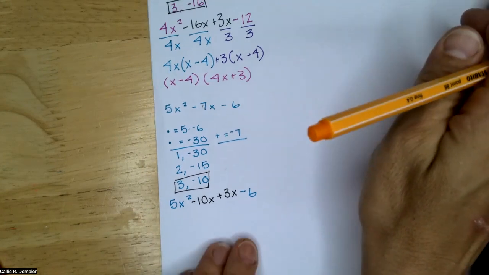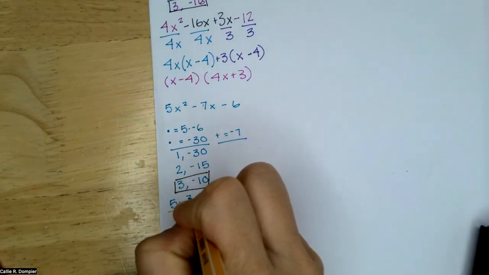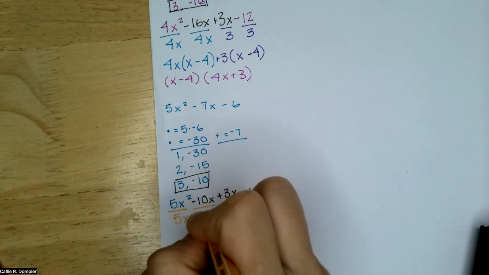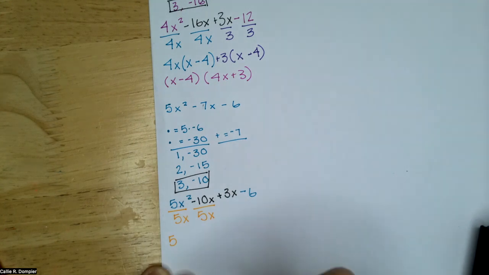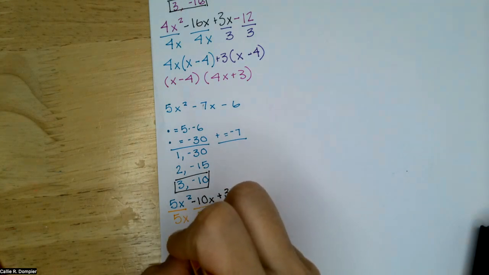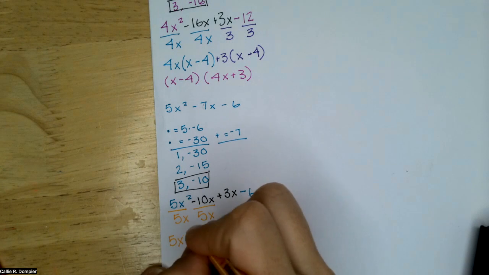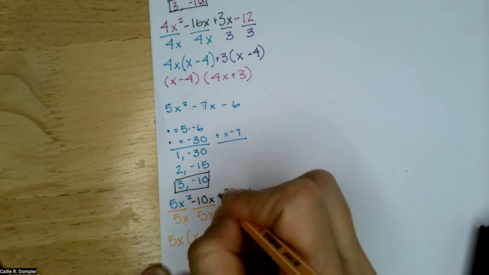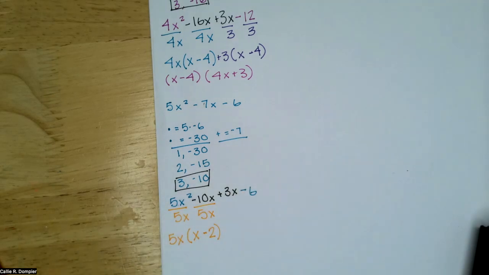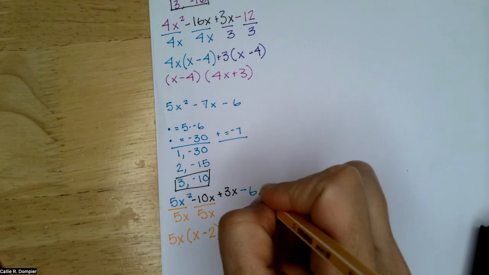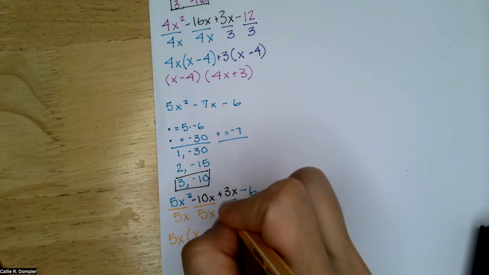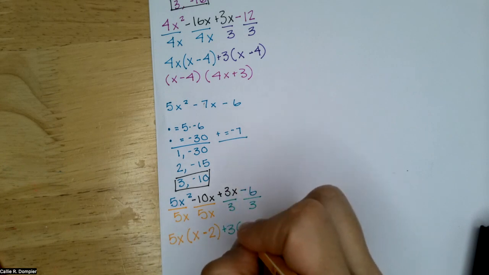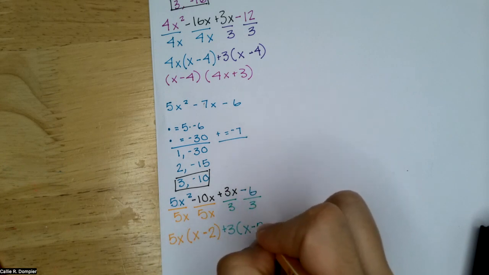So we've made it into groups. Now we're going to factor out a number. From 5x squared and negative 10x, you can factor out a 5x, like the previous one. So we have 5x. 5x squared divided by 5x is just x. Negative 10x divided by 5x is negative 2. And then over here, positive 3x and negative 6, I want to keep it positive, so I'm going to factor out a 3. 3x divided by 3 is just x. Negative 6 divided by 3 is negative 2.